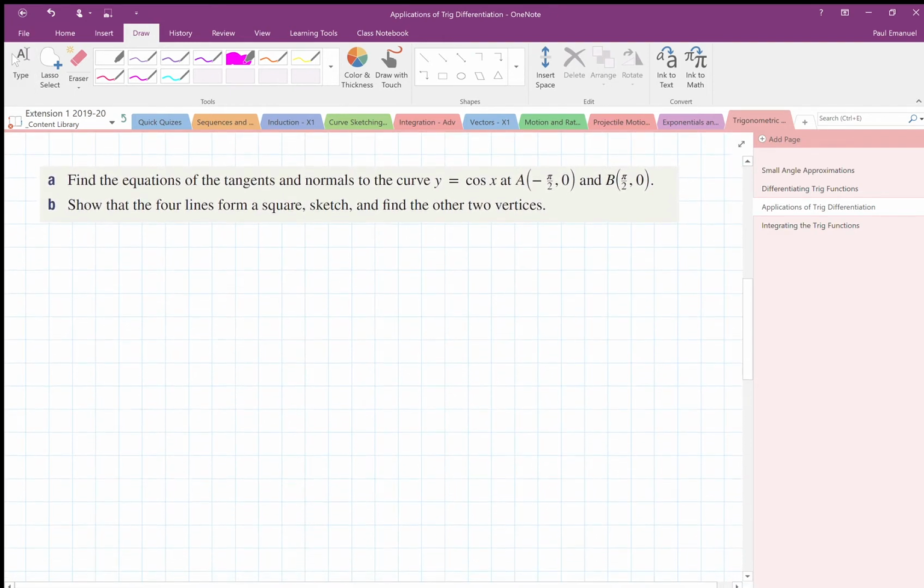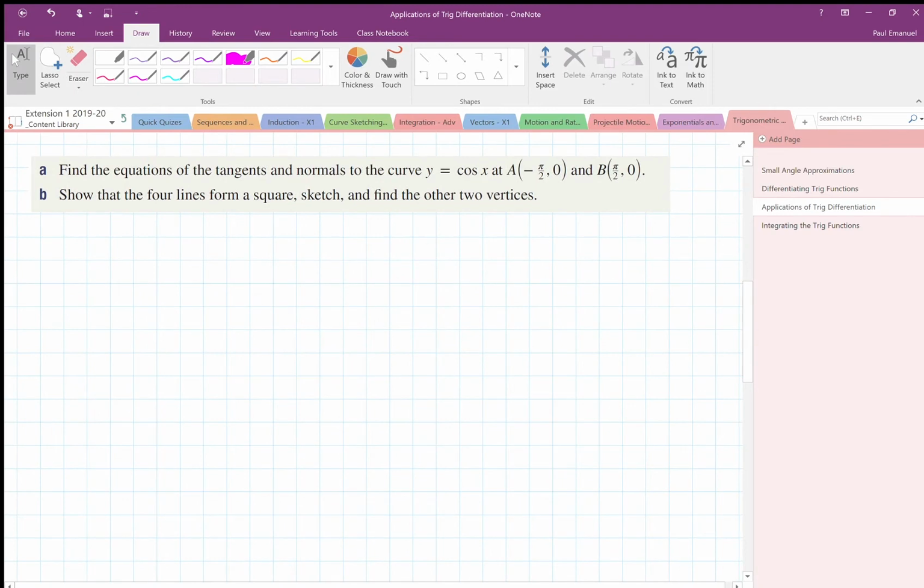Okay, so find the equation of the tangents and normals to that curve and show that the lines that are formed form a square. Sketch the square and find the other two vertices. Alright, so I'm just going to start by drawing something, because immediately there's a lot of stuff going on.